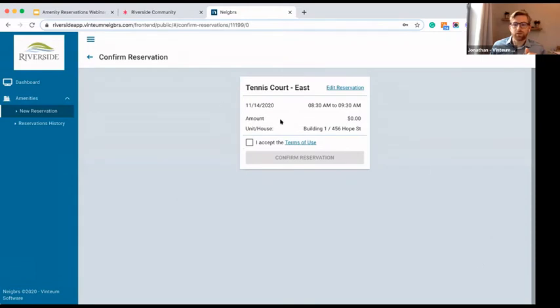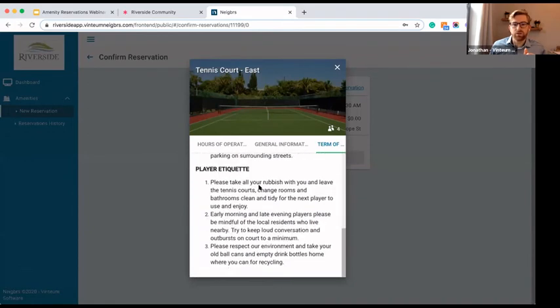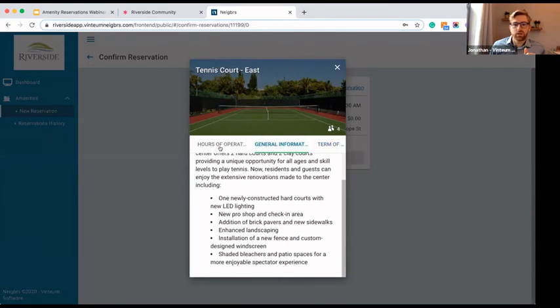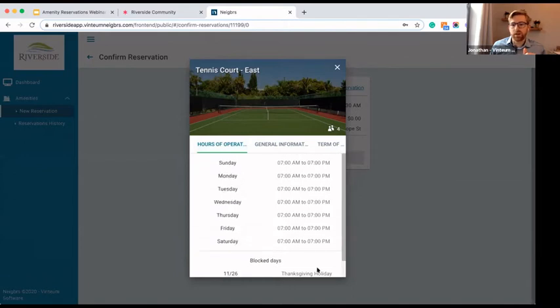So here we've got a reservation. This is the unit and building that I'm in. And I've also got my terms of use here. I could click this, and here is the terms of use. In addition to this, we could also include more general information, as well as the hours of operation, as well as blocked days. So it gives people an overview as to what the rules are. Am I allowed to go? Is it open? That sort of stuff.